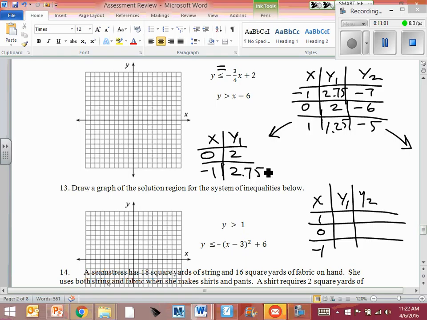$2.75. If they're decimals, think money. Over here, X and Y2. X and Y2, where are you? X and Y2. I'll do 0 and a -6. And since I did the -1, I'll do -1 again. Fine, -1 and a 7.